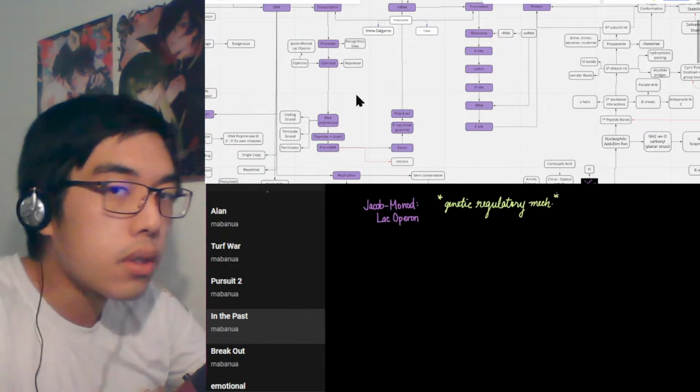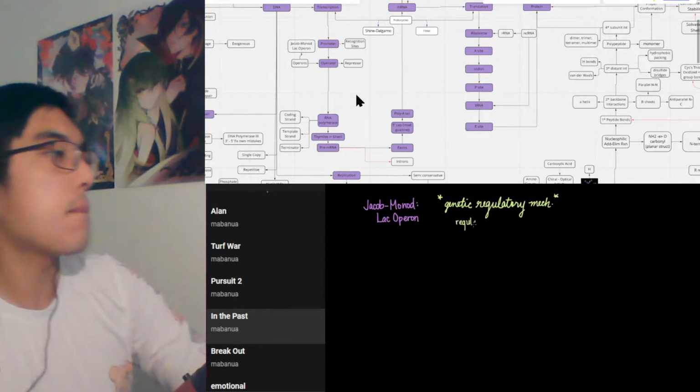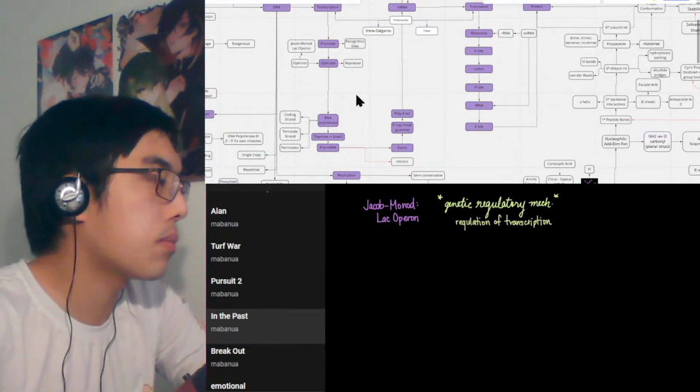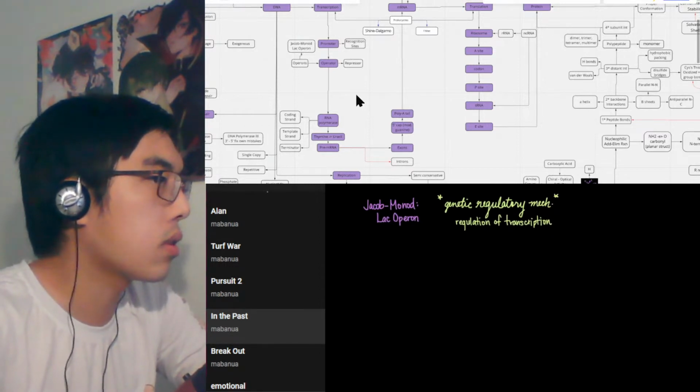There we go. The control of enzyme levels in cells occurs through the regulation of transcription. And they, along with another scientist, shared the 1965 Nobel Prize in Medicine for their work on what is called the lac operon. Now, a little bit of background first.